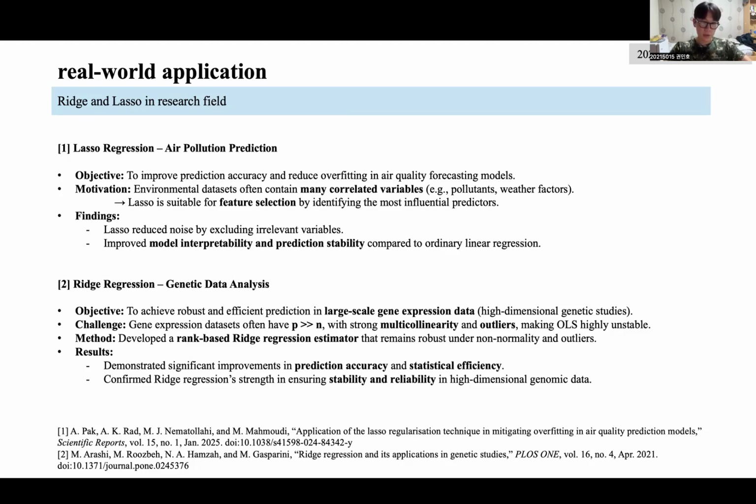Second, in genetic data analysis, Ridge regression is applied to large-scale gene expression studies where the number of variables greatly exceeds the number of samples, so p is much larger than n. Ridge handles strong multicollinearity and outliers effectively, providing robust, stable, and efficient prediction results. Overall, Lasso is preferred when feature selection and interpretability are key, while Ridge is stronger for stability in high-dimensional or noisy data.